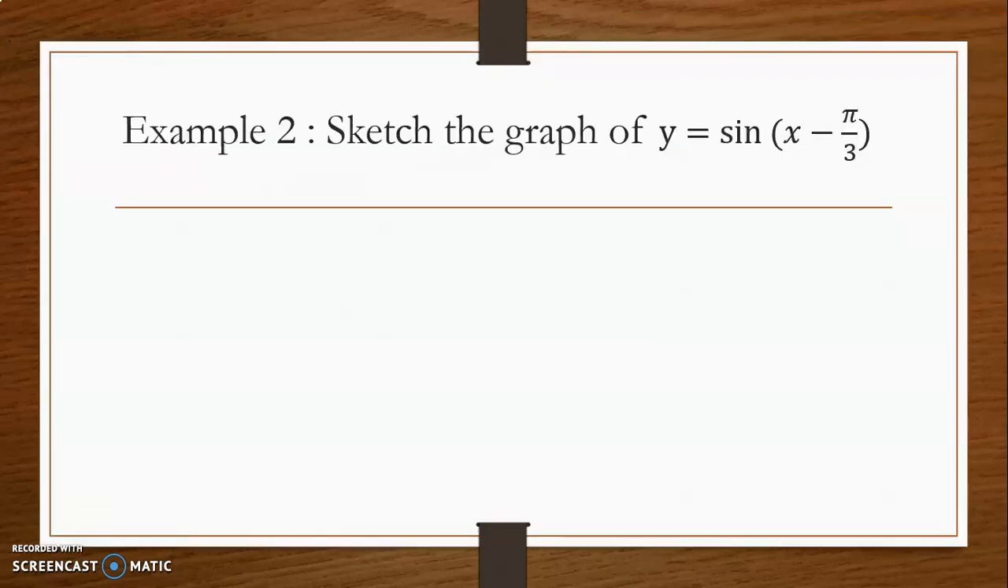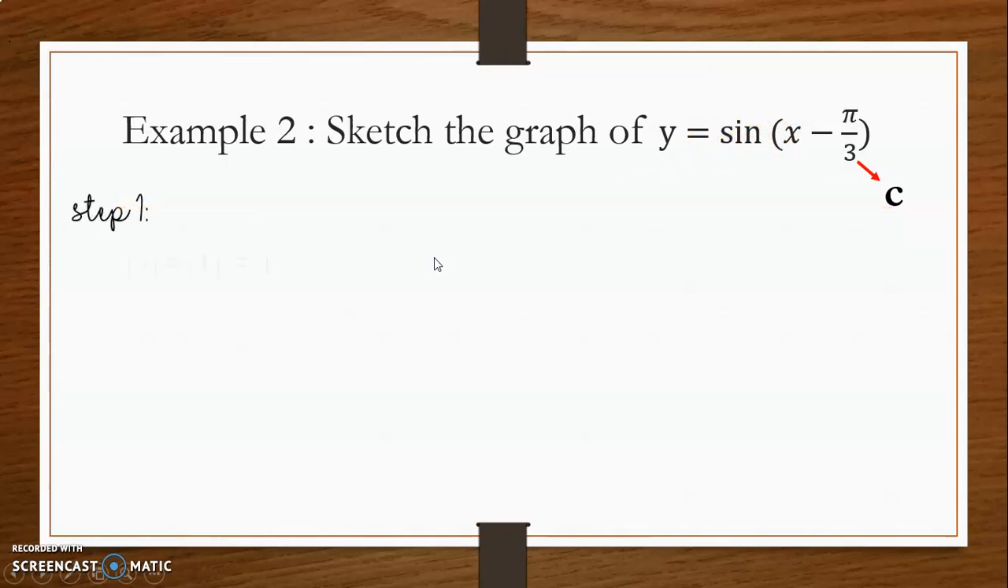We are now in number 2: sketch the graph of y is equal to sine times the quantity of x minus pi over 3. By looking at the equation, we can see that it is different from our previous example. We now have C, which is the shift in the domain. We can identify our A as 1 and our B as 1. As you can see, they are not written here, which means they have a value of 1.